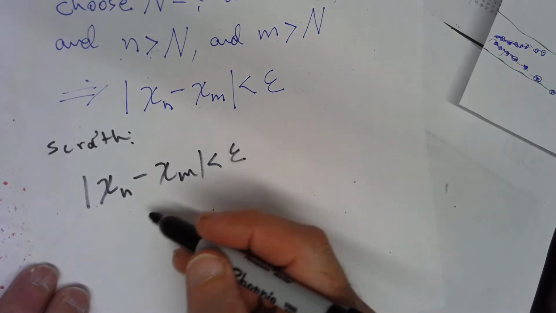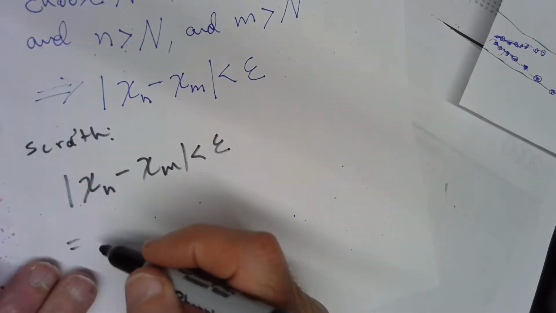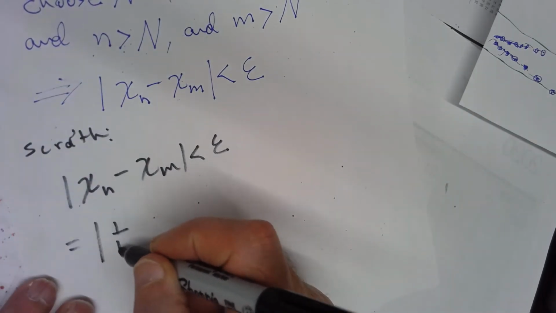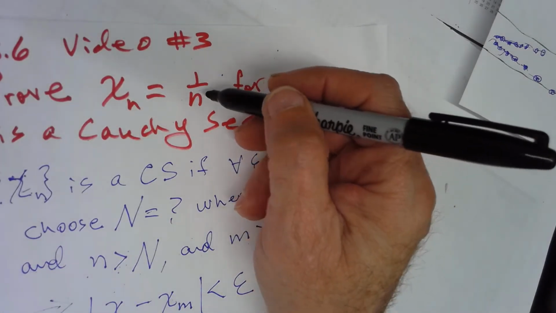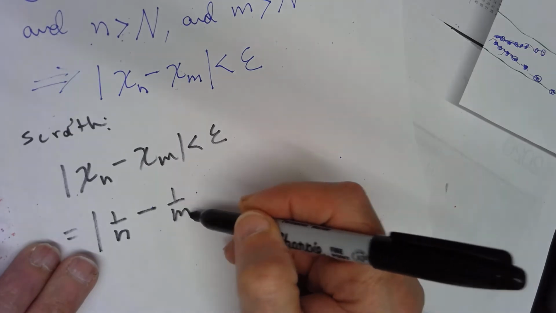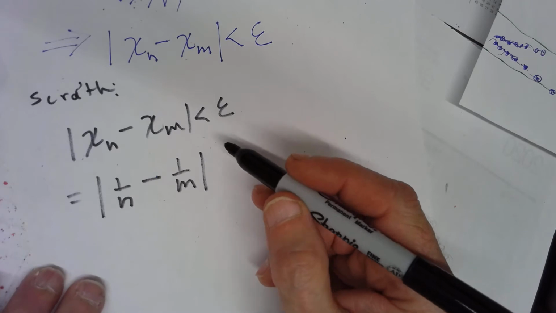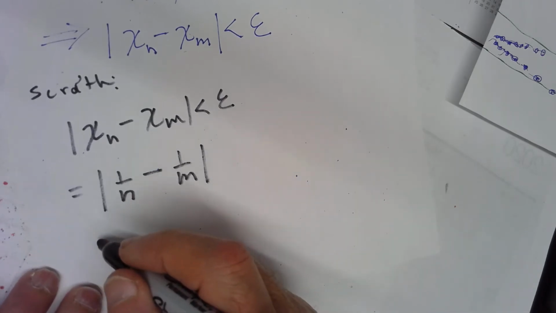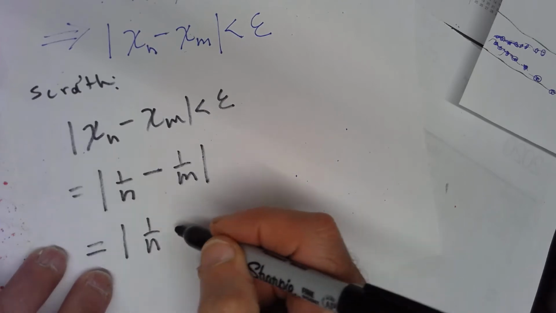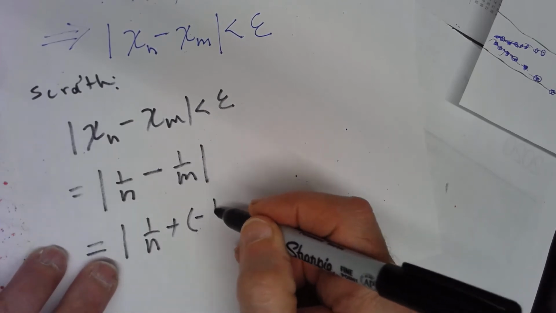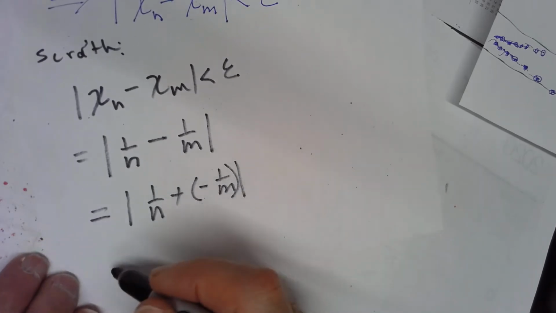And so x of n is 1 over n, so this will be the absolute value of 1 over n. And x of m, here we're going to put m for 1 over m. And so from there, we can go ahead and split this into 1 over n plus negative 1 over m.